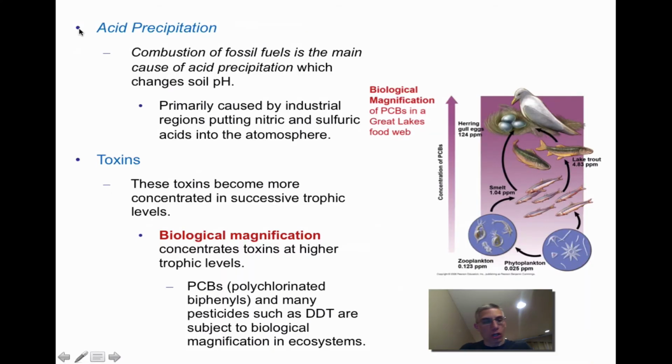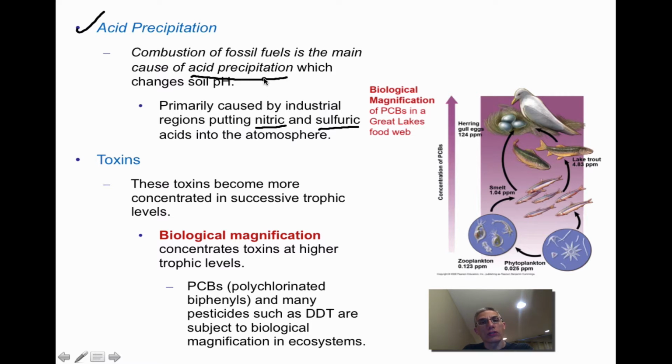Then we have something called acid precipitation. And acid precipitation, sometimes called acid rain, is basically the result of combustion of fossil fuels that are going to release various different types of chemicals into the atmosphere. And typically it releases nitric and sulfuric acids into the atmosphere. And so the unfortunate result from that is that we have something called acid precipitation, sometimes called acid rain.